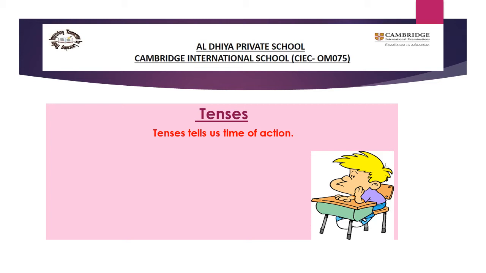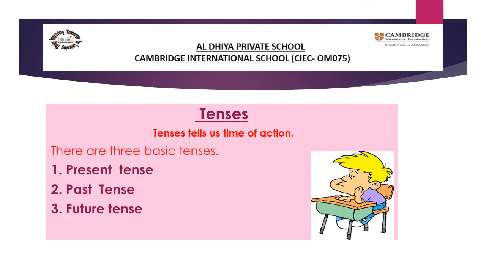Tenses tell us the time of action. What do they tell us? They tell us when an action is done, whether it is done today, whether it was done yesterday, or whether it will be done tomorrow. There are actually three basic tenses: present tense, past tense, and future tense. Again, repeat: present tense, past tense, future tense. Okay, but in this class we will discuss only two tenses, present and past. These three tenses tell us that an action is done today, or it was already done, or it will be done tomorrow.